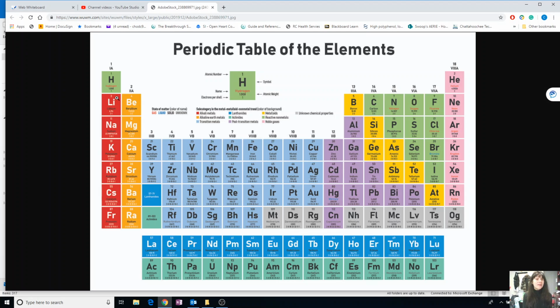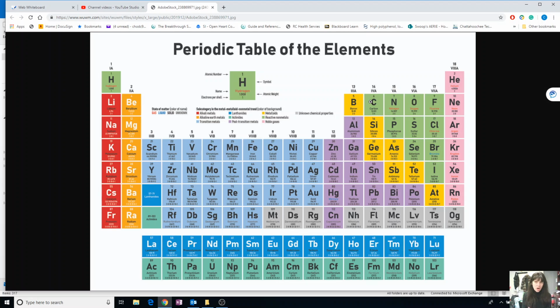Not every atom within an element is identical. When we look at the different elements like hydrogen, boron, carbon, nitrogen, oxygen, fluorine, neon, all of these different elements have a number assigned above them, which is the atomic number. The atomic number indicates the number of protons within the nucleus of the atoms within that element.